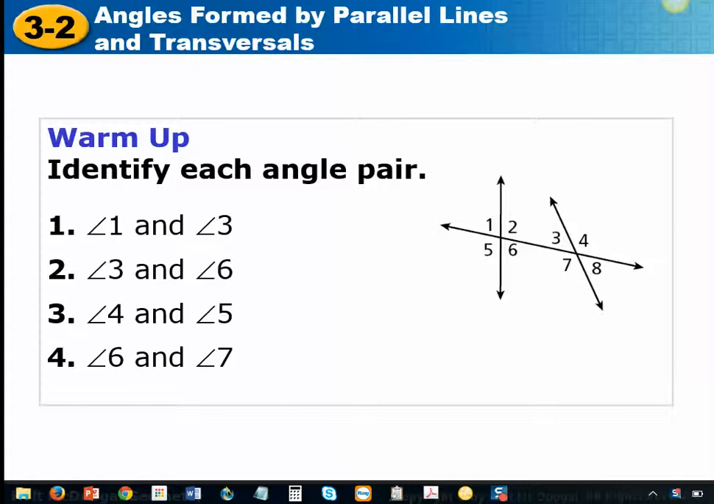Which is when we have parallel lines cut by a transversal. We're going to look at what happens to all of those angles. So first of all, this is a review from yesterday's, or from 3.1.